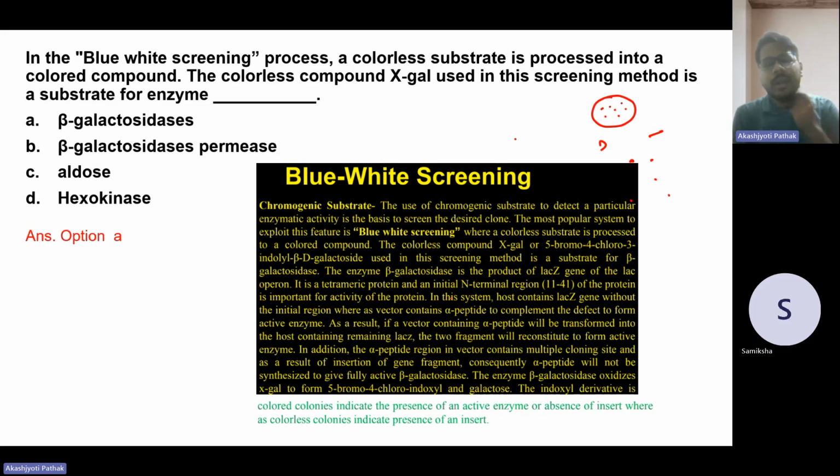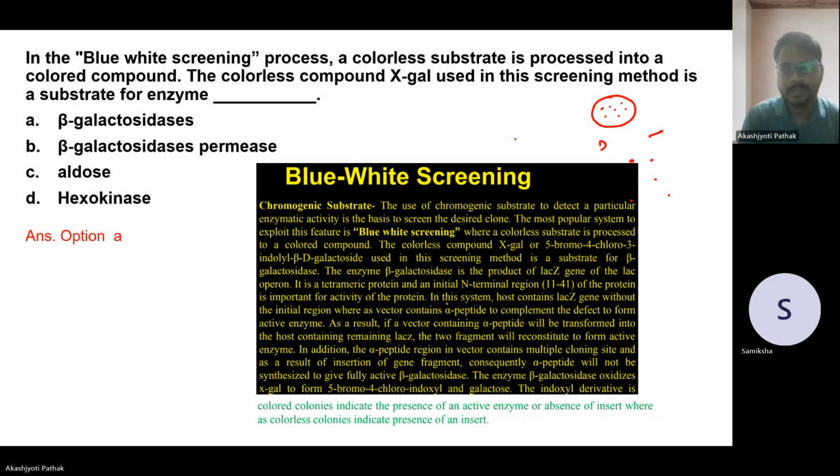It produces the colored product. Now there is another method. Another type of modification has been done. What is done is this beta galactosidase has an initial N-terminal region. Around the 11th residue to the 41st residue of the protein is important for the activity of the protein.